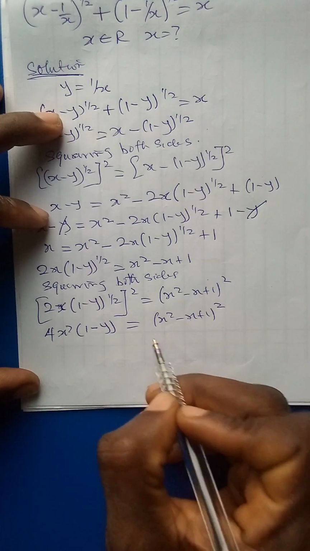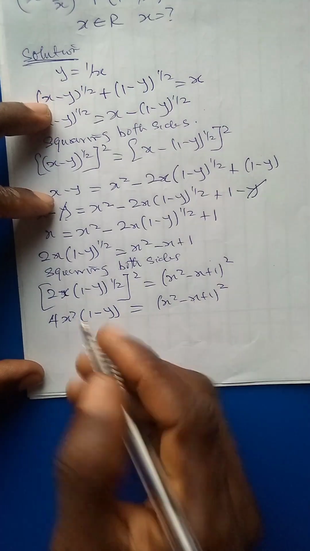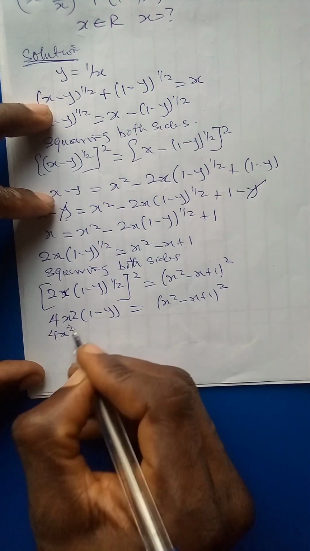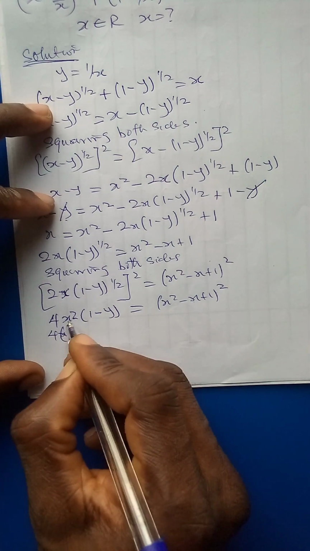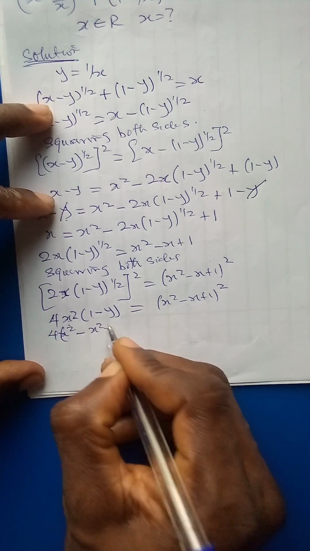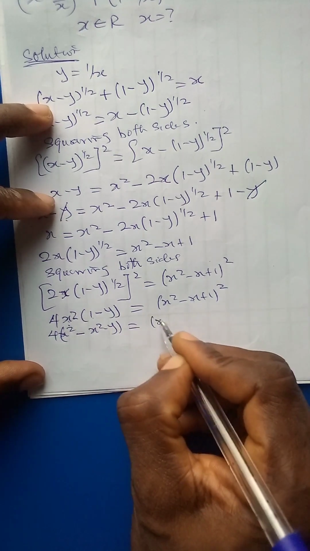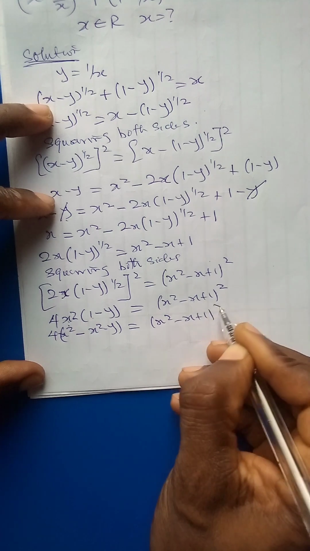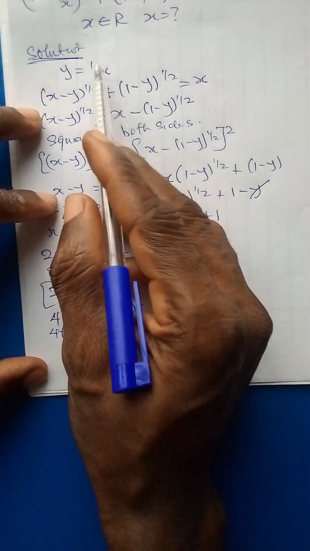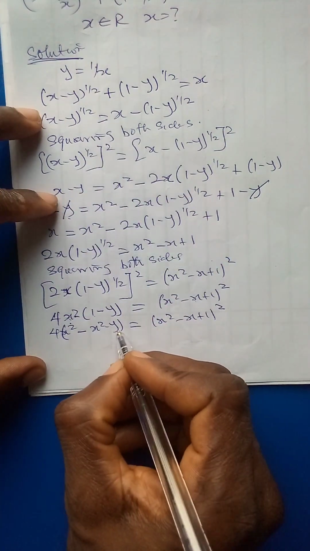What I will do is to make another substitution, but before that, let me use this x squared to open this bracket. So 4x squared times 1 is x squared, minus x squared times y, is equal to (x squared minus x plus 1) to power 2. Let's remember that y is 1 over x. So let us put 1 over x for y here.